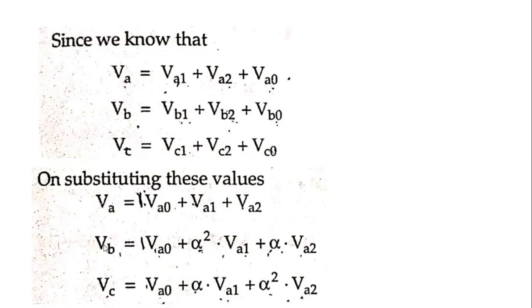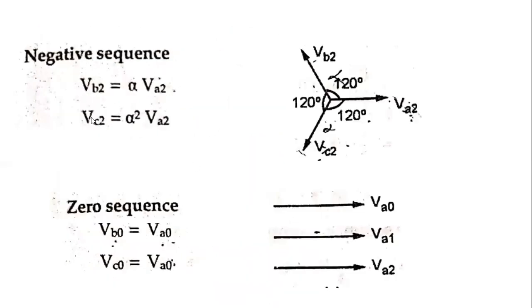And then VB. VB is equal to normally VB1, VB2 plus VB0. And then this will be considered in terms of A phase. Therefore VB is equal to VA0 plus VB1 plus VB2. VB1 is equal to alpha square into VA1, which is already written. VB2 is equal to alpha into VA2, but it will be written in terms of VA1.